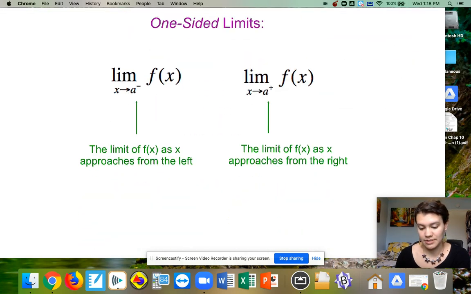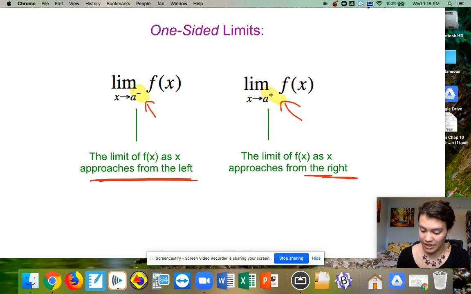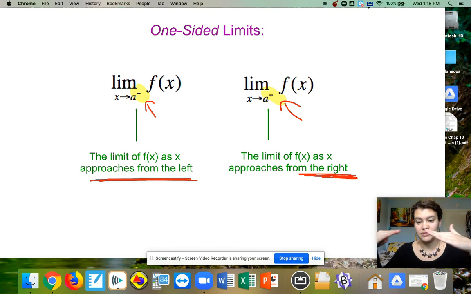And that brings us to one-sided limits. So if you look right here and right here, that's the only difference from our general formula or notation for limit. If you have a little negative right here, that means you're coming from the left or the left-hand side, and the plus means you're coming from the right-hand side or the positive side. So they're one-sided limits. So instead of looking at both sides of the function, you're looking at just one side.